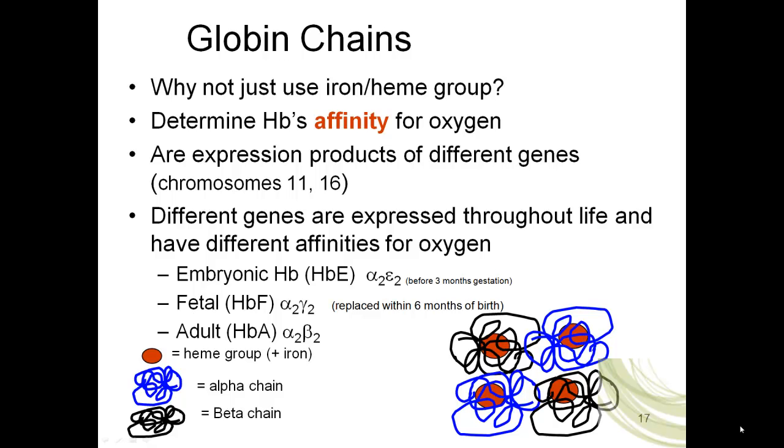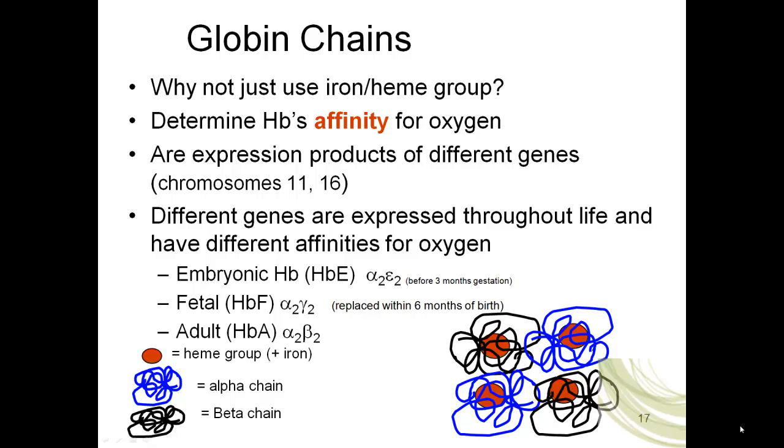These genes are expressed throughout life, but we express different globin chains. Again, the adult hemoglobin is alpha 2, beta 2, but when you were going through embryogenesis, and again, blood during embryogenesis is synthesized by the yolk sac, you used different globin chains for your erythropoiesis. You had alpha 2, epsilon 2. So I remember epsilon as being E, and I remember that for embryonic.